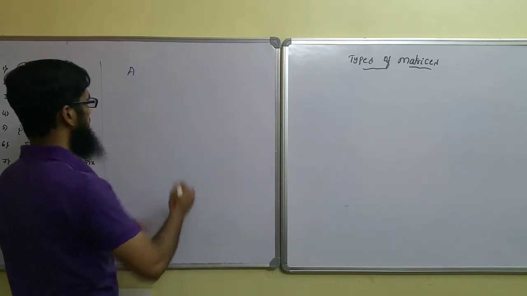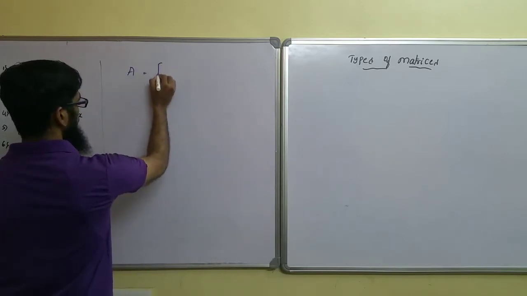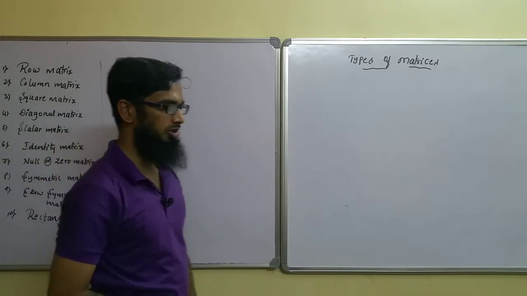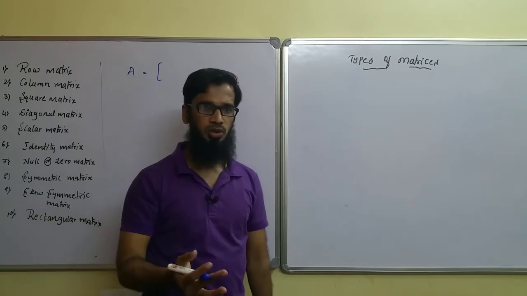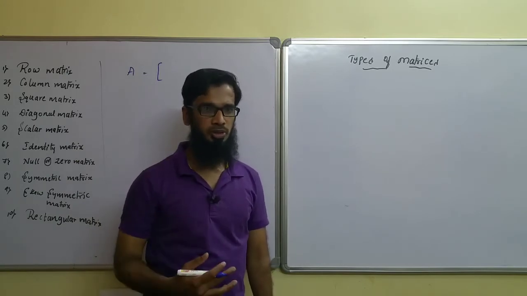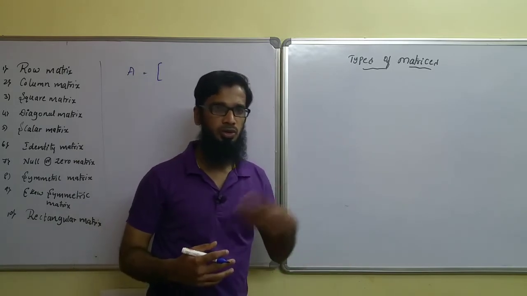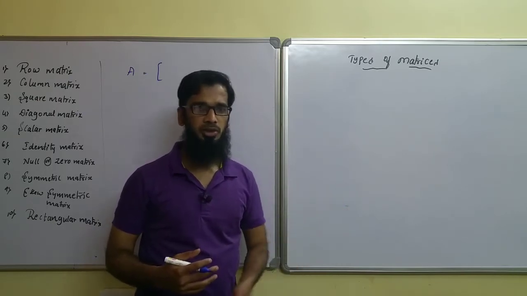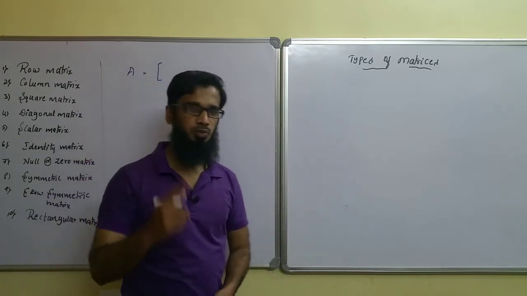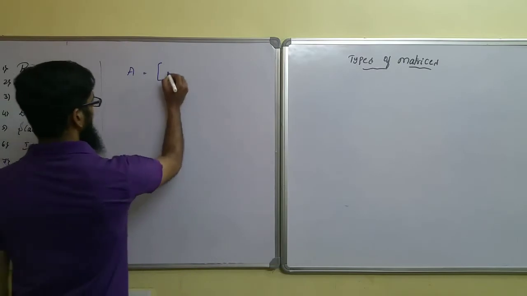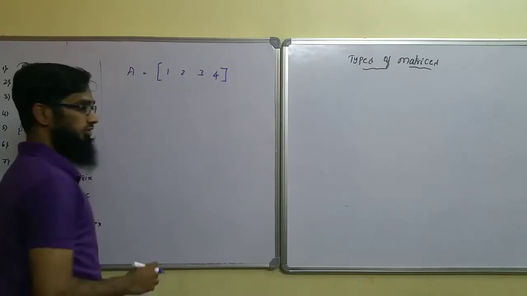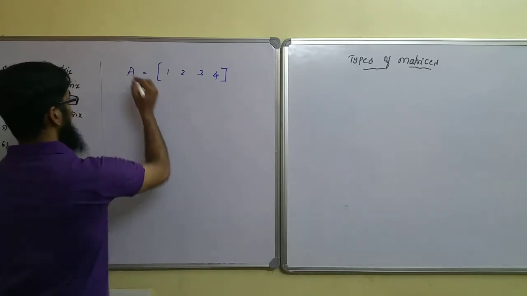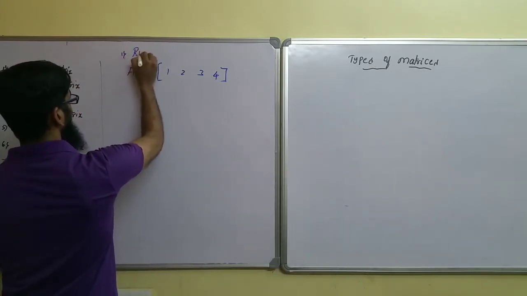So I'll take the matrix A is equal to, and since it is a row matrix, it is a matrix which has only one row. There may be any number of columns, we need not worry about the columns here. It might be n number of columns, but we should have only one row. For example, if I take 1, 2, 3 and 4, this indicates it's a row matrix. So this is the first one, a row matrix.